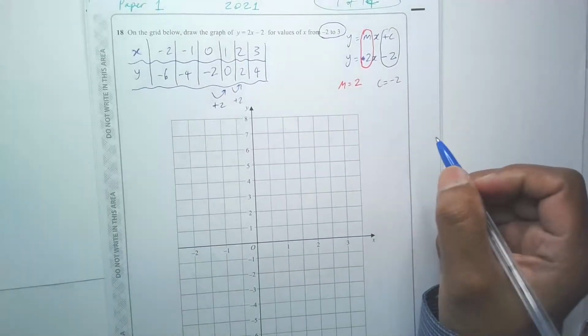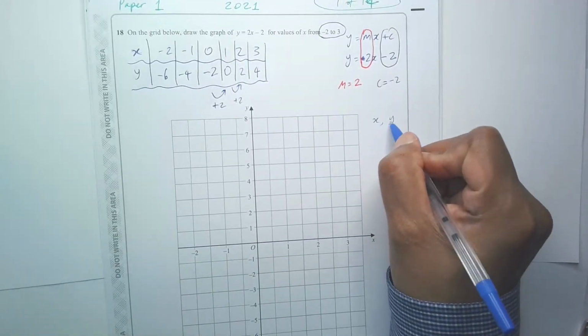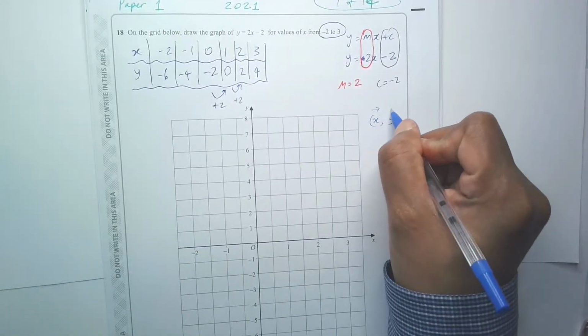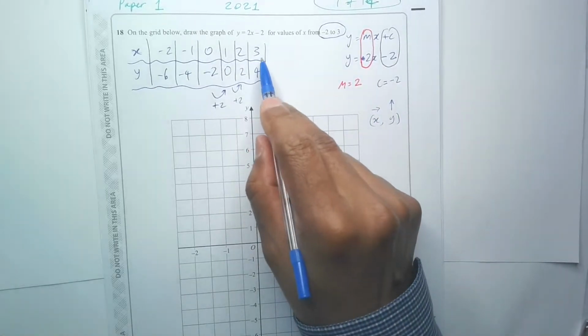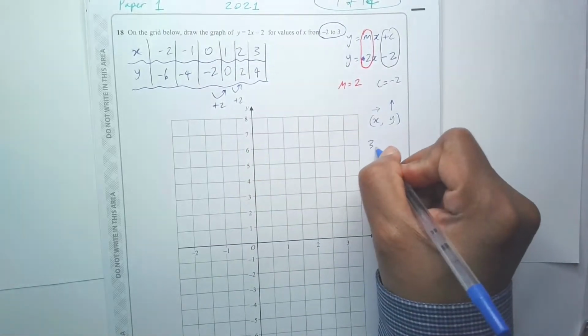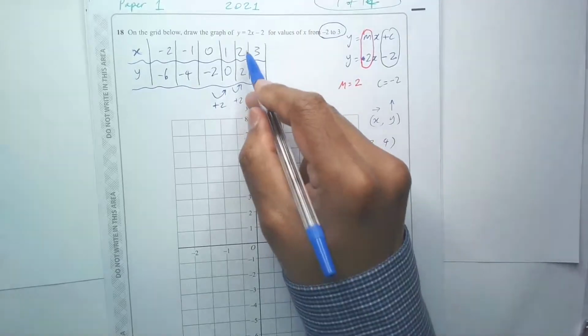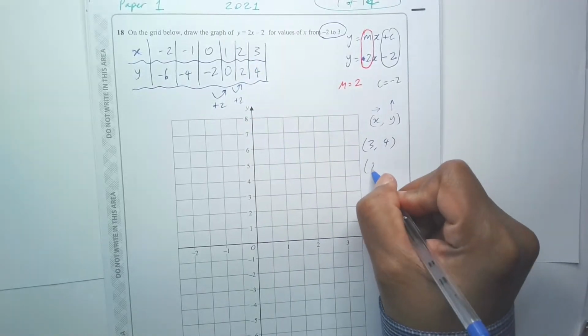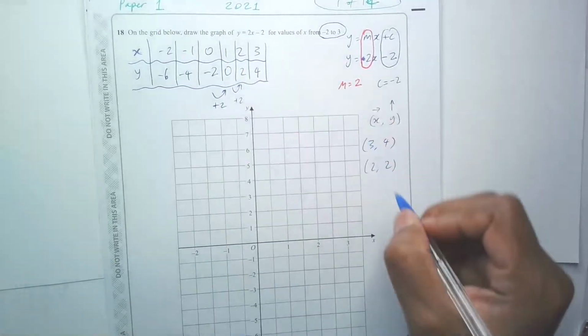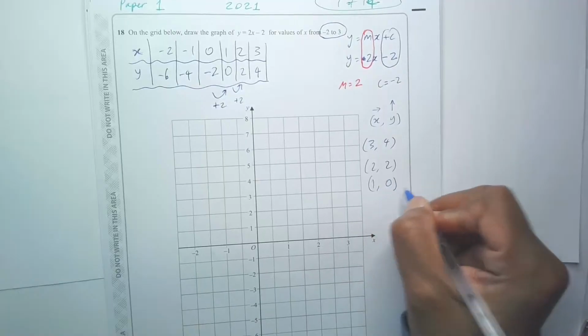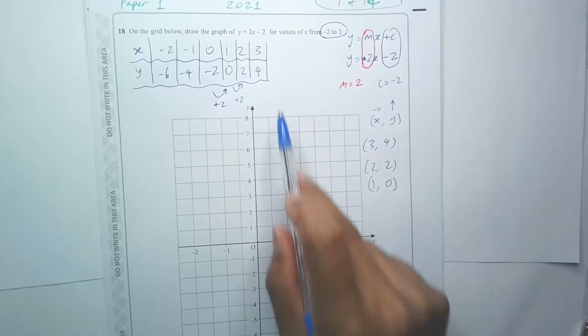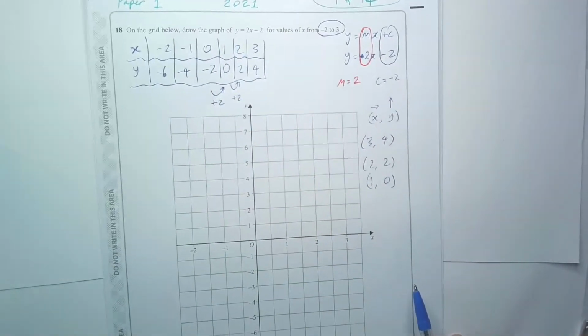Now to draw my points, remember x and y: along the corridor, up the stairs. So these are now coordinates 3, 4, 2, 2, sorry, and the last one, 1, 0. I just need 3 points. And you notice I'm staying with positives rather than negatives.